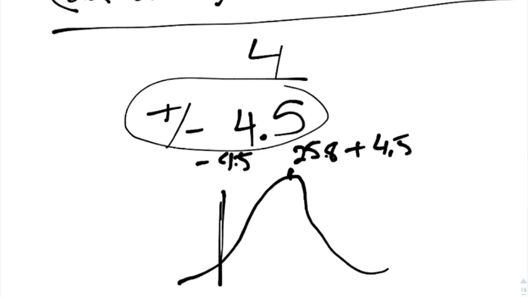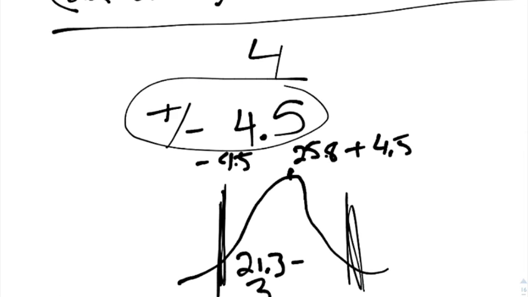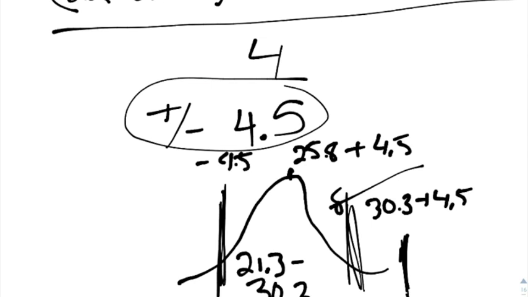So if you are average, if you scored between, let's say, 21.3 and 30.3, that's where almost everybody is going to be. Now if you were one standard deviation higher, you'd have to score 30.3 plus 4.5. So you scored between a 30.3 and a 34.8.